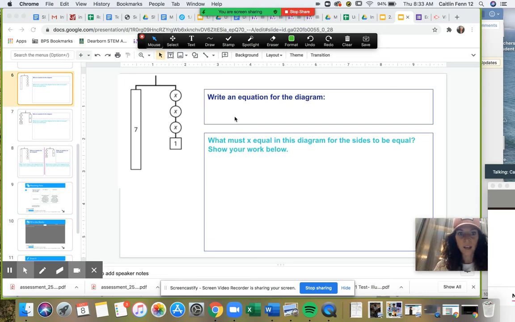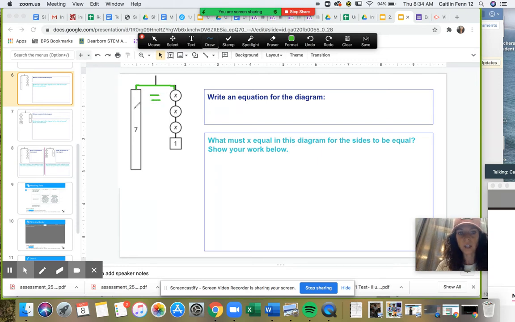Okay, so we have a diagram here. It says write an equation for the diagram. In the diagram, we can tell that the two sides, this side and this side, look like they weigh the same amount because this line is very flat across. It's not like one weighs more than the other. They are the same, so they are going to be equal.